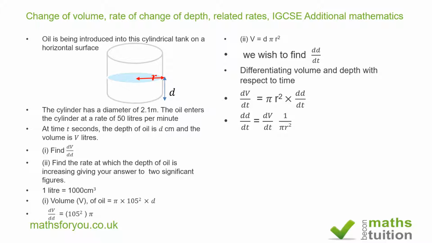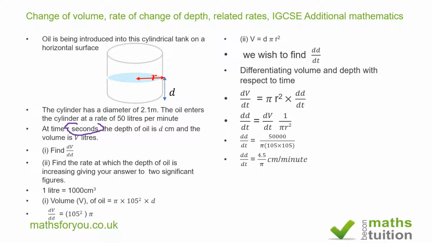Now if we put in some figures, we have that dD over dt is equal to 50,000, 50,000 being the rate at which oil is being introduced into the tank in centimeters cubed per minute. So we come up with the answer of 4.5 over pi centimeters per minute, but we're looking at time in seconds here.